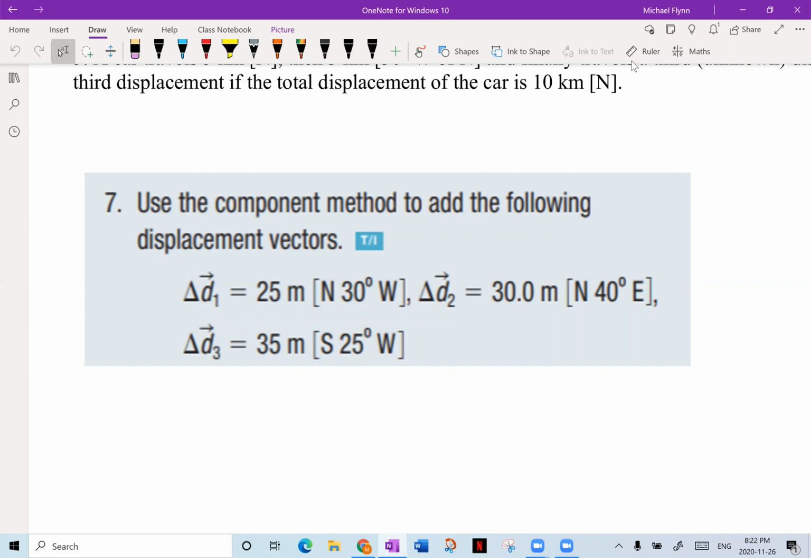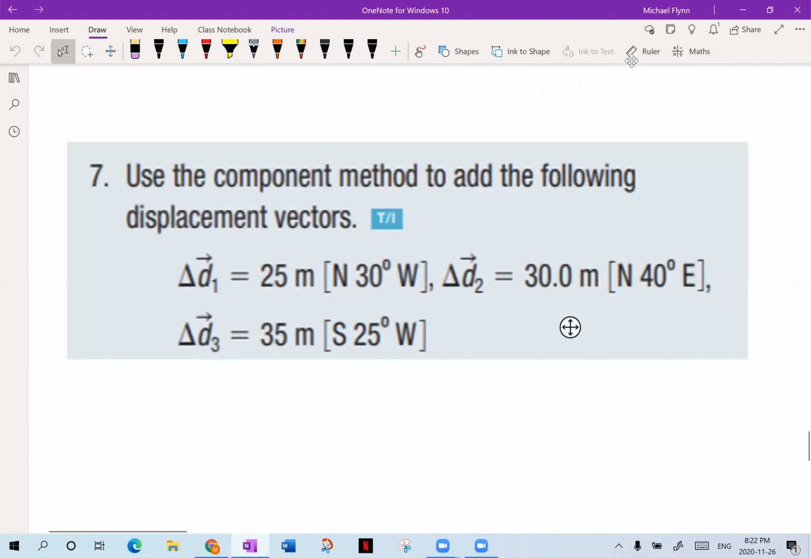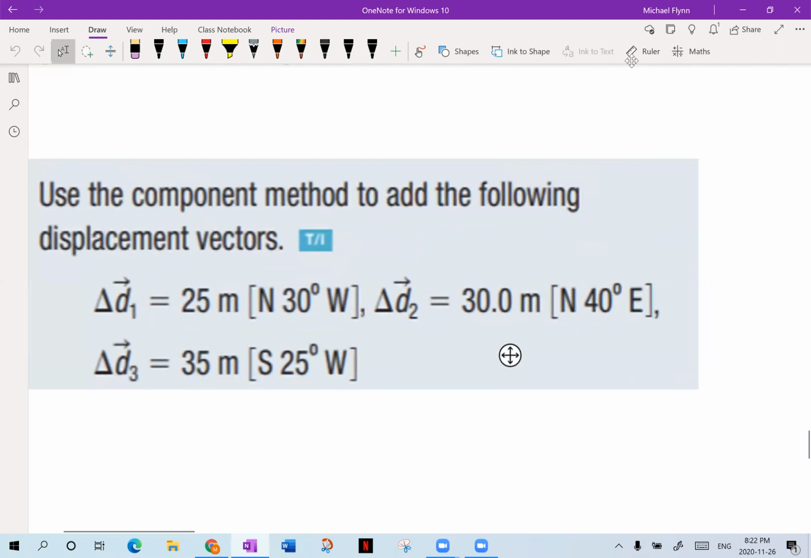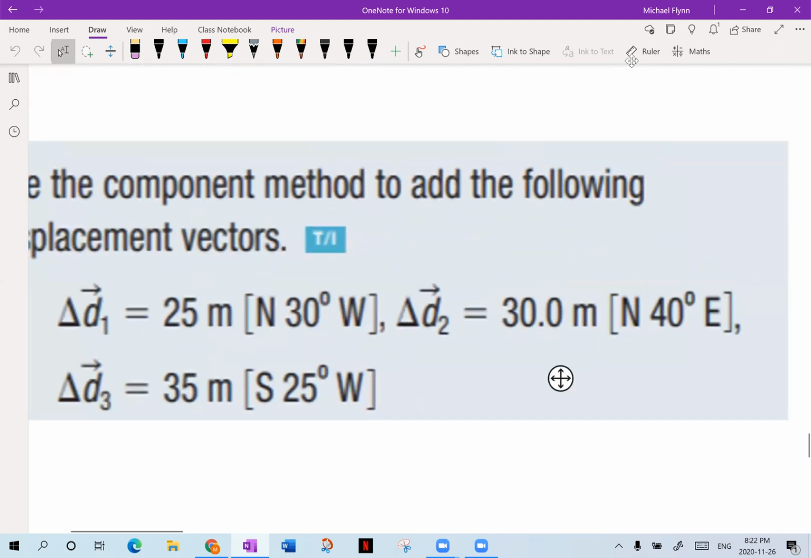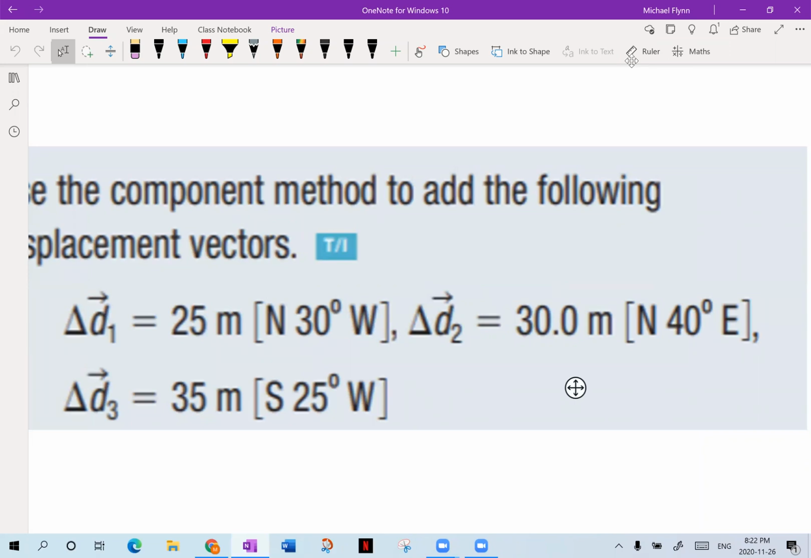We've been talking about the component method, and I just wanted to show you in this video an example of how to do the component method completely on a question. I actually found this question in a math textbook, and that's why they use slightly different notation for the angles. I just want to fix it so that it looks more like ours.